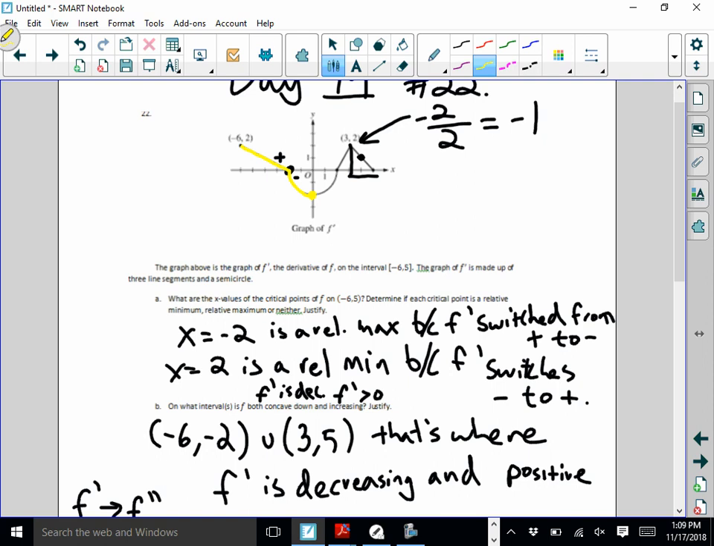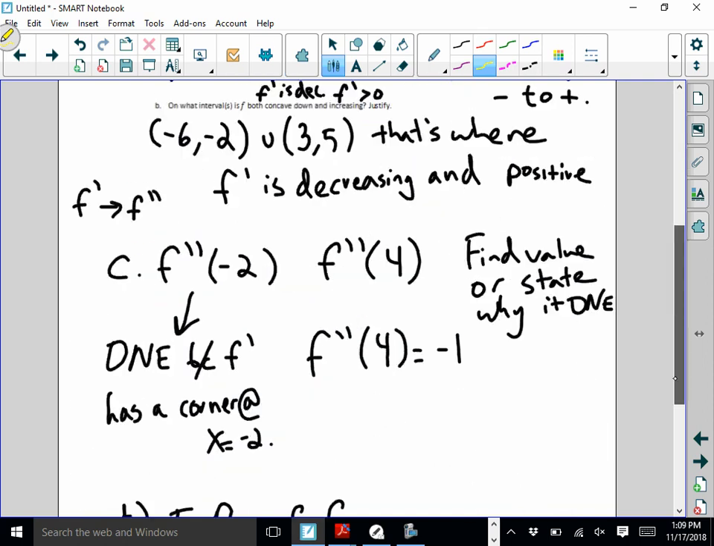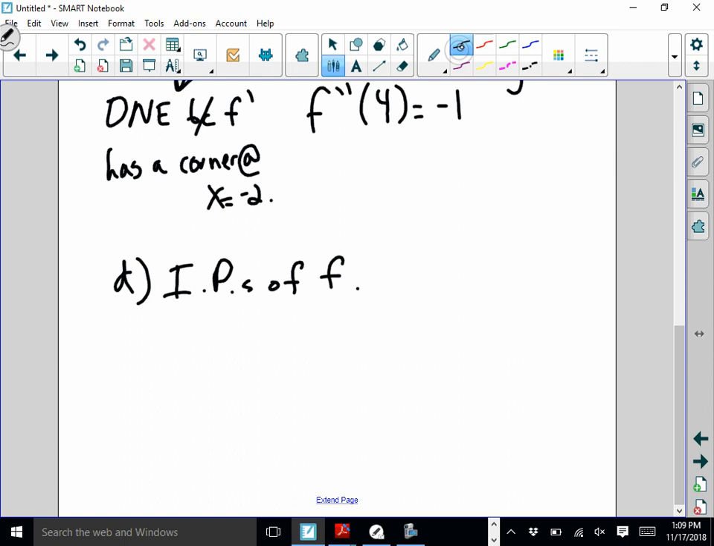And then I'm increasing, increasing. Kind of a weird point, but I keep increasing, and then decreasing, decreasing. When did I switch from increasing to decreasing or vice versa? Right here and right here. Those are my 2 points, x equals 0 and x equals 3. Those are my inflection points because f prime switches.